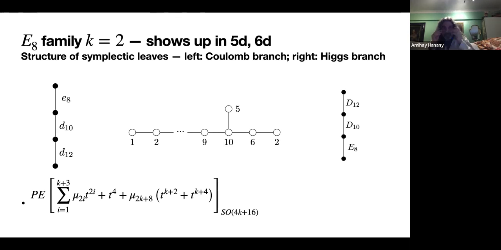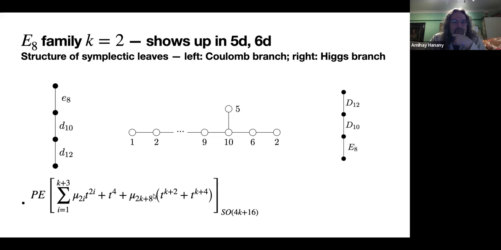Okay, so here's another family. This family shows up in the study of 6-dimensional fixed points and 5-dimensional fixed points. It's a family we looked at quite a bit, and here what I did was to take a member. This is the k equals 2 member in the family. That's the highest weight generating function. Again, polynomial highest weight generating function. That's the flavor symmetry.